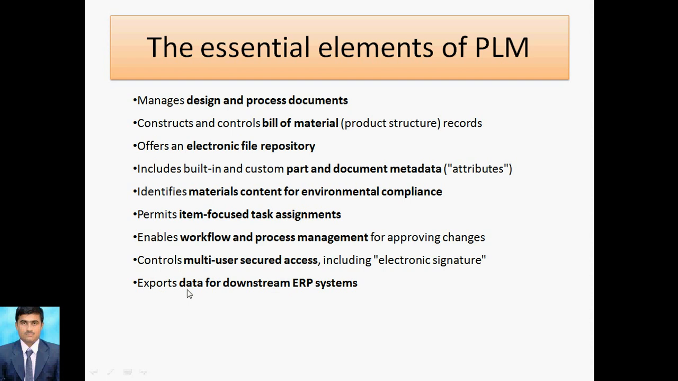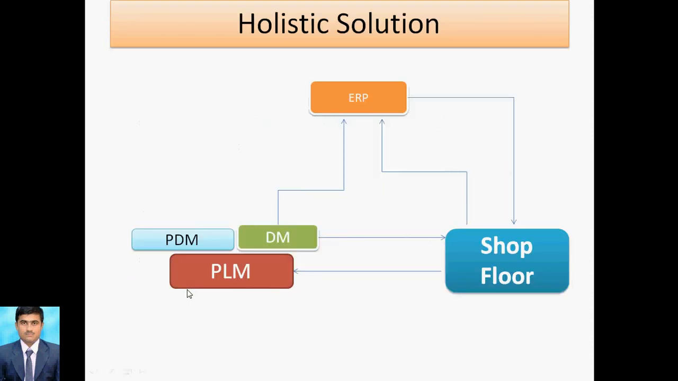Now we are going to discuss the holistic solution. As we know, PLM is product lifecycle management, PDM is product data management, DM is digital manufacturing, ERP is enterprise resource planning, and the shop floor is there. According to the arrows, we can indicate the PDM to ERP. So this is the production order. If you get the production order, you can circulate it to the PDM as well as ERP.